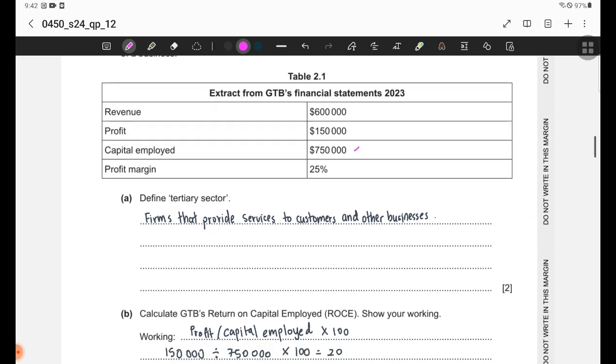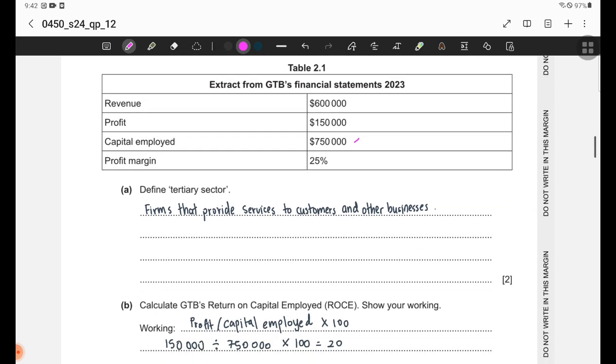I think that should be suitable, but there aren't many ways really to write this. So it is any business that provides services to the customers or other sectors or businesses of the industry, or maybe you can just write like how I wrote here, firms that provide services to customers and other businesses, which is simpler, and you will also gain 2 marks.